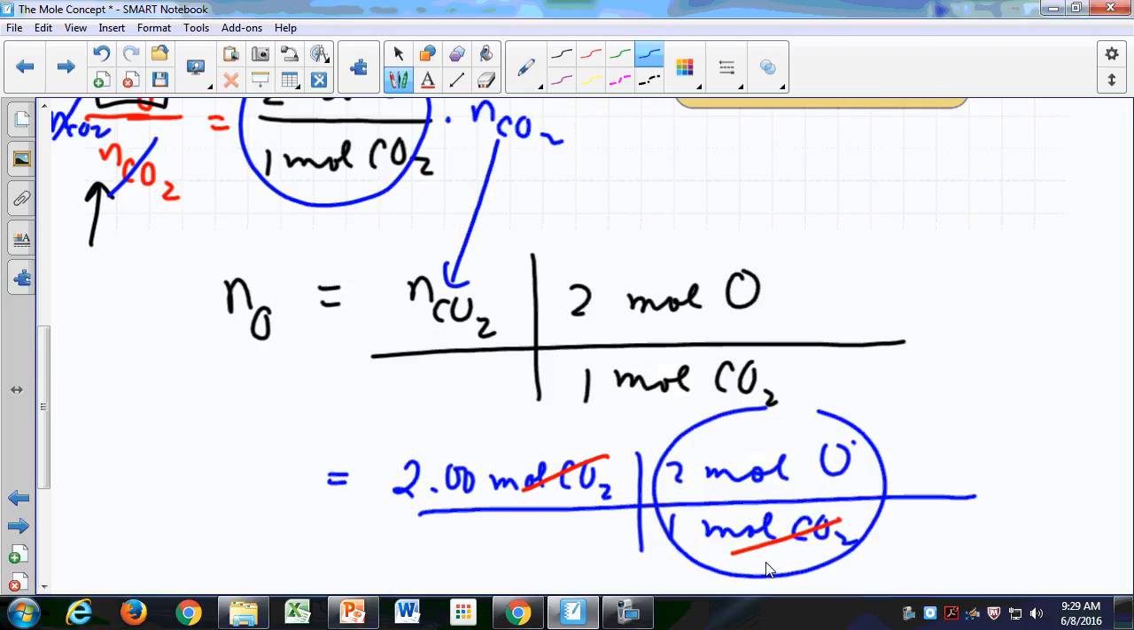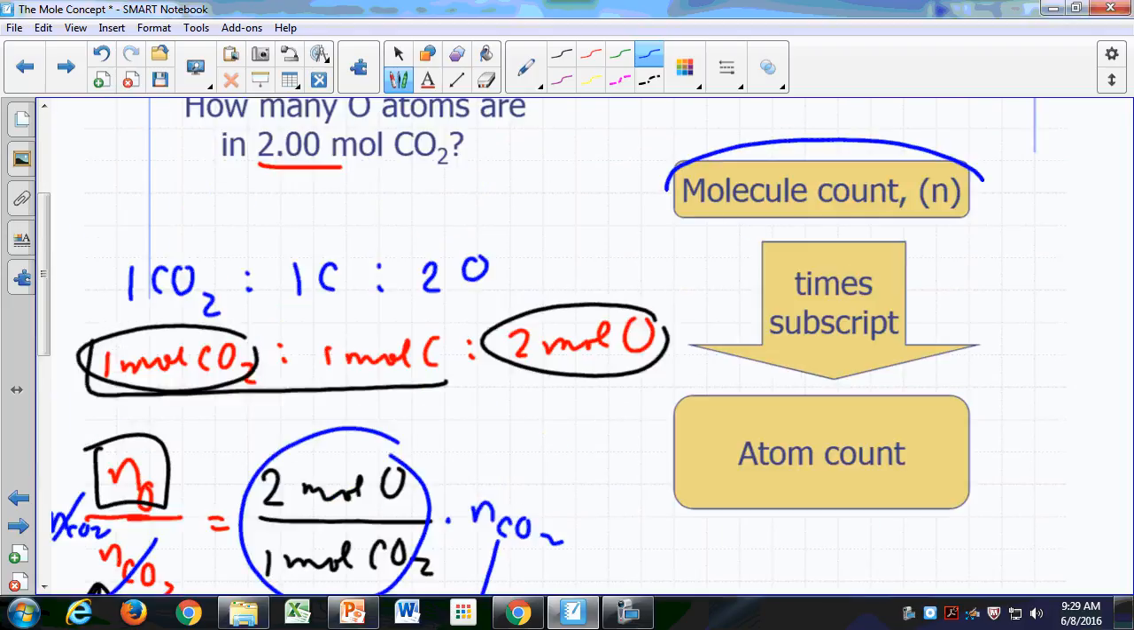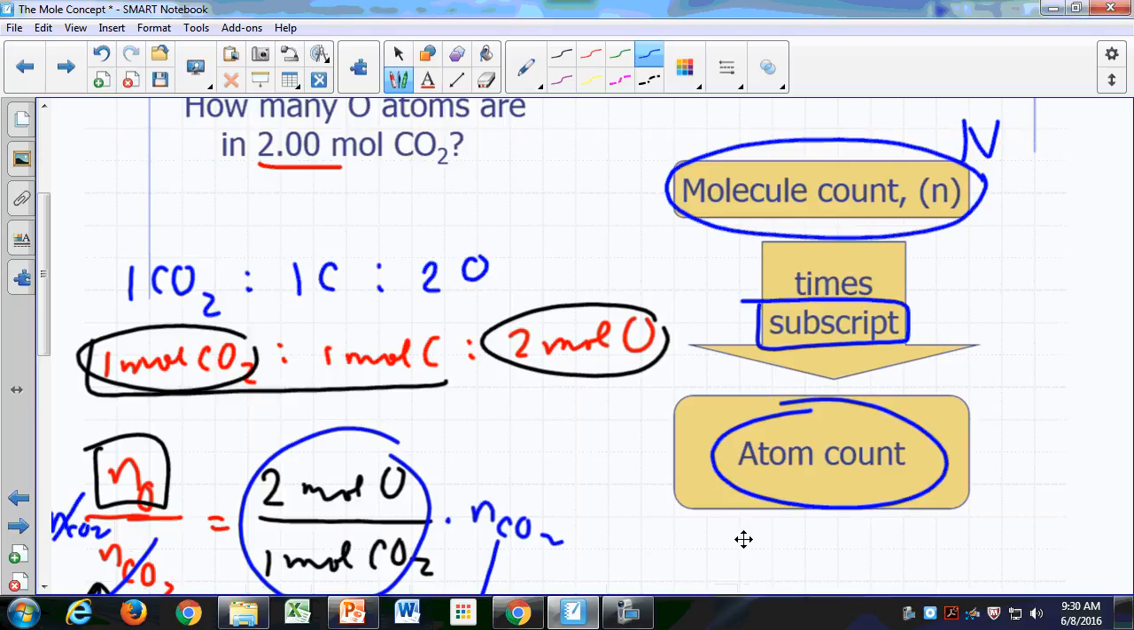So in other words, if you know the molecule count, whether it's moles or whether it's big N, an actual count or a mole count, you simply multiply it by the subscript for a particular atom in the molecule, then you can get how many atoms you have in that molecule. Okay?